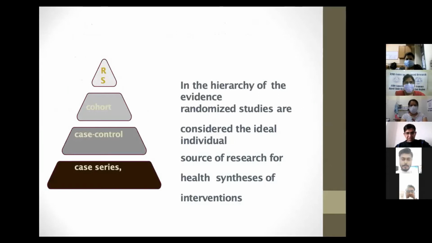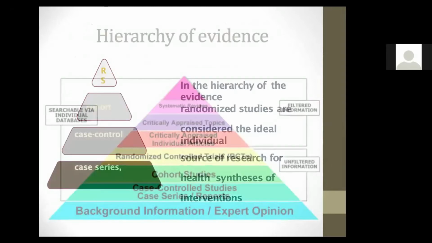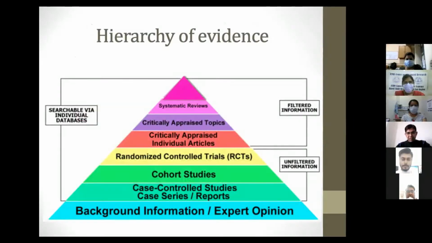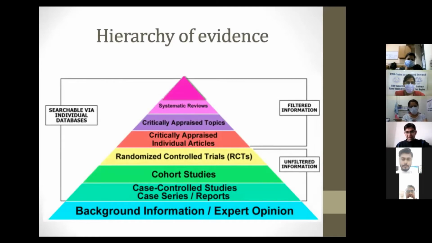This is a hierarchy graph, and it shows that randomized studies are at the highest level, followed by cohort, case control, and case series. The hierarchy of evidence also says that systematic reviews and critically appraised articles are even better than randomized controlled trials. But why do we say this? Why are systematic reviews better, and why not randomized controlled trials?